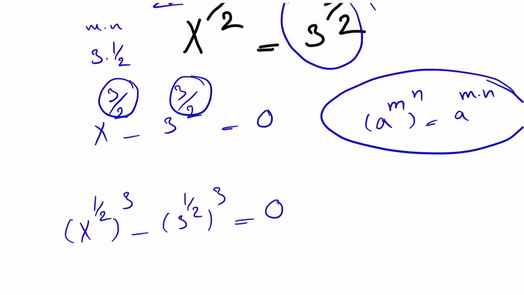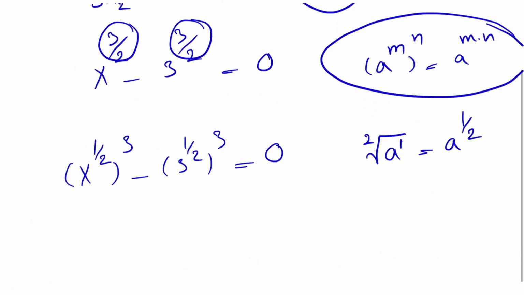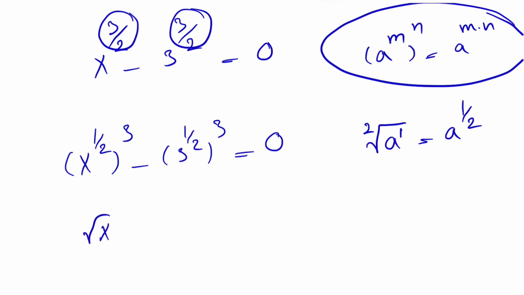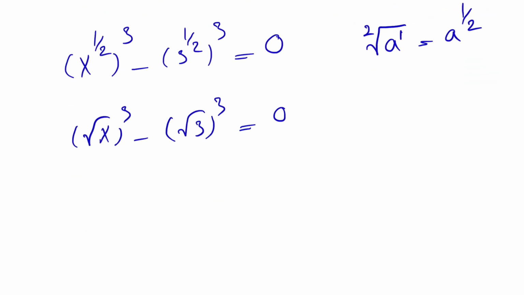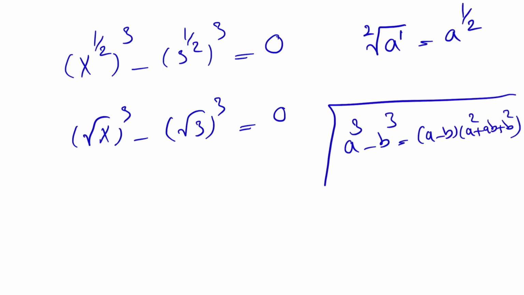And we know when we have the square root of a, this can be written as a to the power of 1 over 2. So this is 1 and this is 2, which is the case in here. We have square root of x to the power of 3 minus square root of 3 to the power of 3 is equal to 0. And we have difference of two cubes here, which is a cubed minus b cubed. That can be written as a minus b times a squared plus ab plus b squared. So we're going to use that in here.